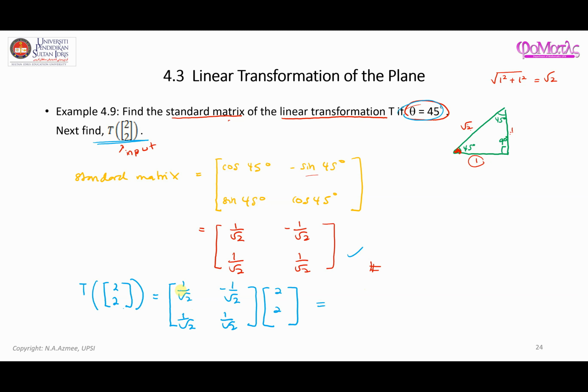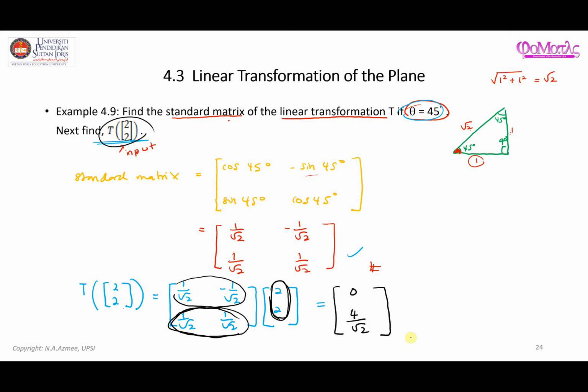Well, for the first one here, this one and this one, it will be 2 over root 2 minus 2 over root 2. So the answer is 0. For this one and this one, it will be 2 over root 2 plus 2 over root 2, which is 4 over root 2. And this is the result for this guy here. Okay, so that's it. Quite a straightforward and easy example of linear transformation of the plane.